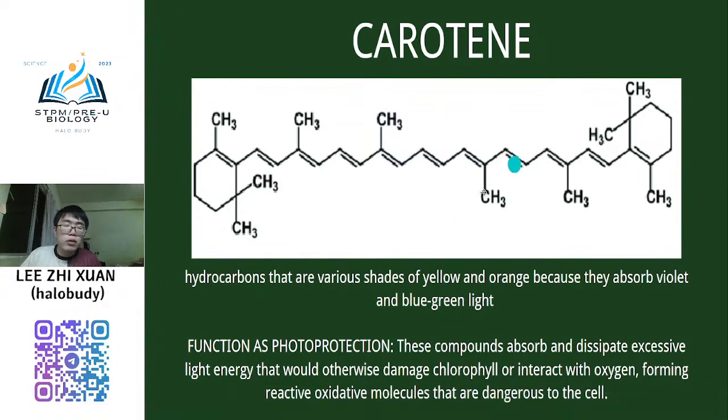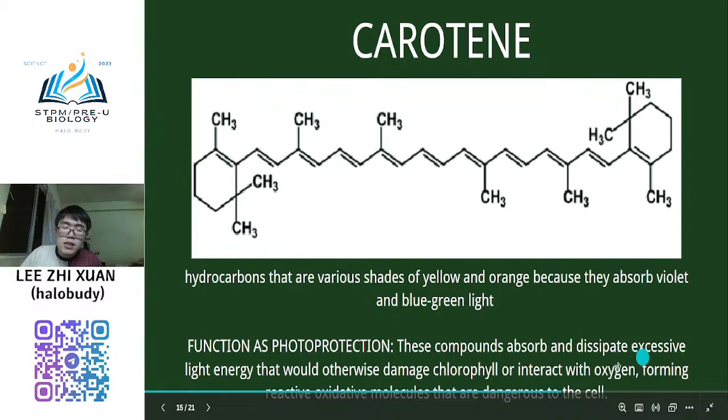So normally carotene functions as photoprotection. It protects the chlorophyll. This compound absorbs and dissipates excessive light energy that would otherwise damage the chlorophyll or interact with oxygen, forming reactive oxidative molecules that are dangerous to the cell. So this is to protect the cell, protect the chlorophyll.